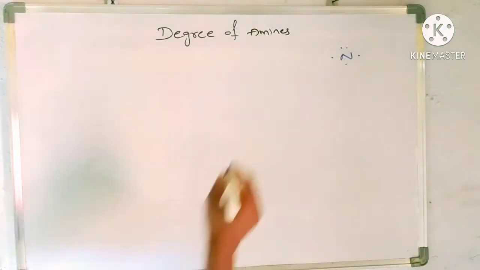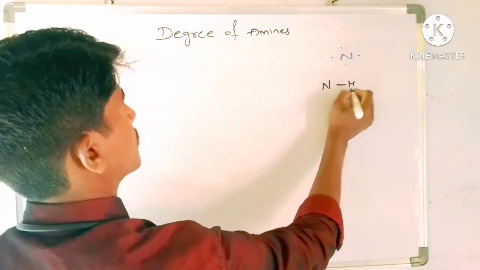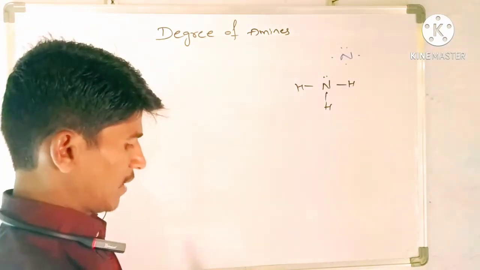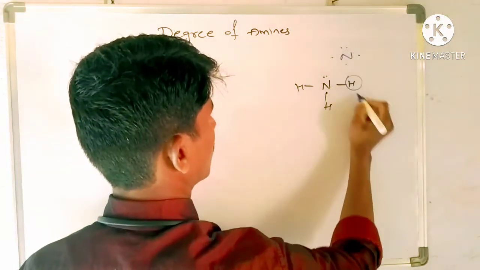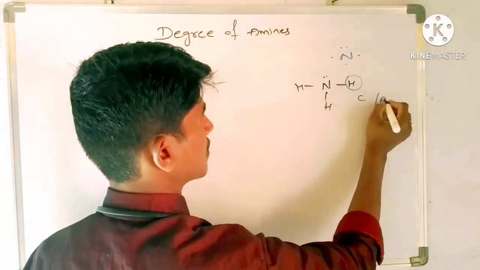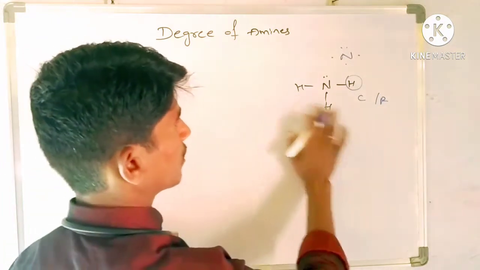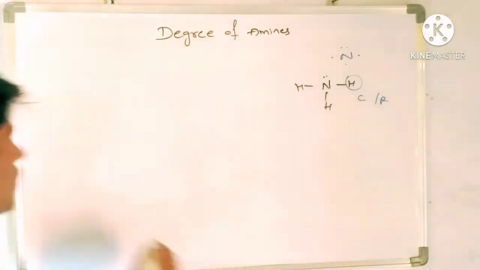So this is NH3, the formula of ammonia. If one hydrogen is replaced with a carbon, meaning an alkyl group, this is a primary amine. Now if two are replaced with carbon, it is a secondary amine. If three are replaced with carbon, it is a tertiary amine.